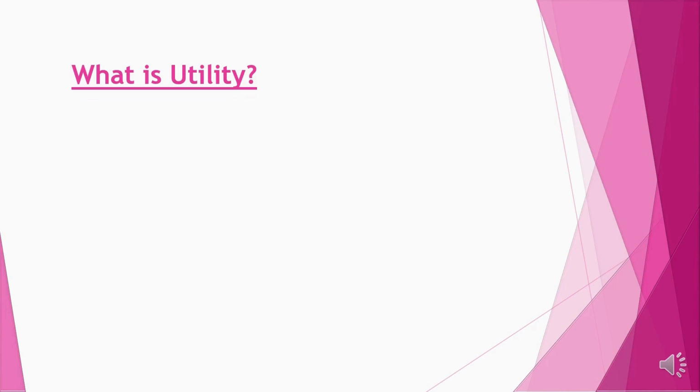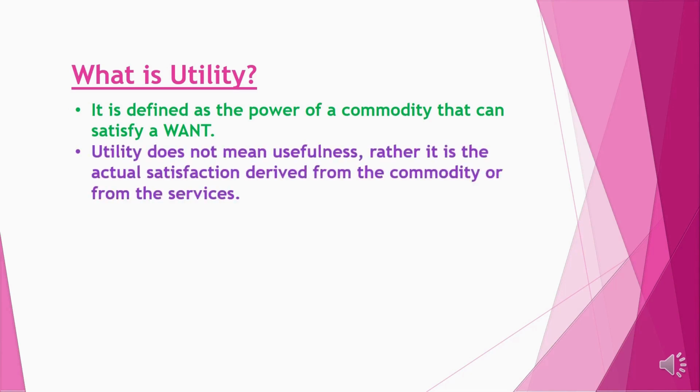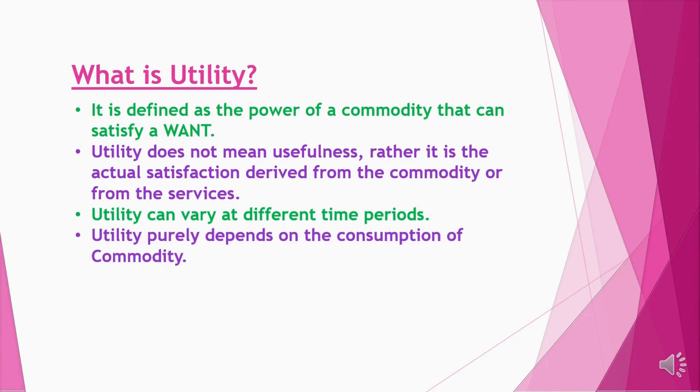First we will come to know what is utility. It is defined as the power of a commodity that can satisfy a want. It is subjective in nature and depends on the mindset of the customer. Utility does not mean usefulness. Rather, it is the actual satisfaction derived from the commodity or from the services. Only the actual consumer can show the utility. Utility can vary at different time periods. A commodity may not give the same utility to the same customer at different times.